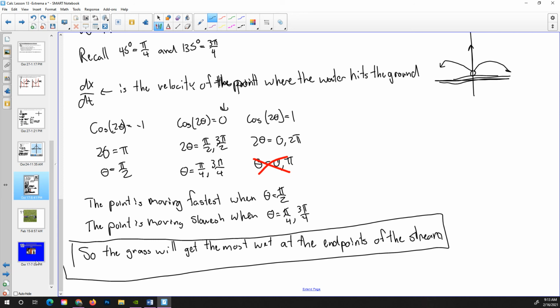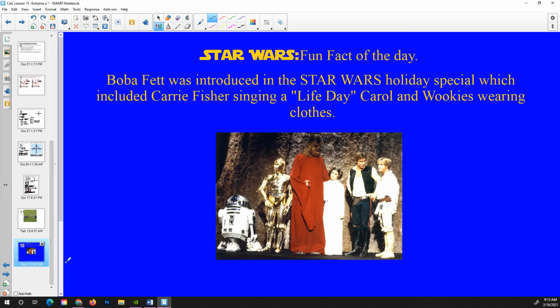So the Star Wars fun fact of the day: Boba Fett was introduced in Star Wars The Holiday Special, which included Carrie Fisher singing a Life Day carol and Wookiees wearing clothing, which I always found to be weird. He wore just a bantha strap and a pouch while he was out with humans, but he wears a red gown when he is on his home planet.